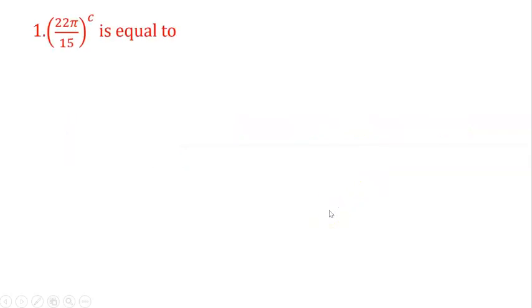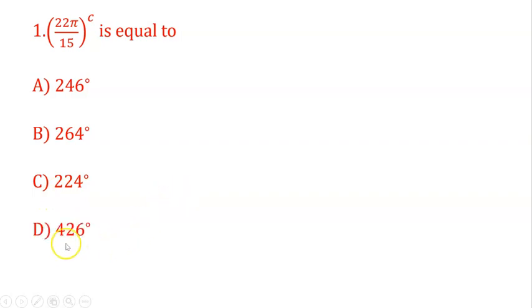Question number 1. 22 pi upon 15 radian is equal to. First option is 246 degree, B 264 degree, C 224 degree, and D 426 degree. Okay, now we'll convert this radian to degree.